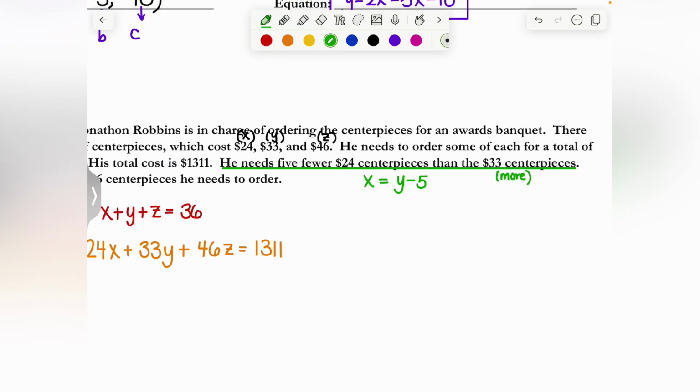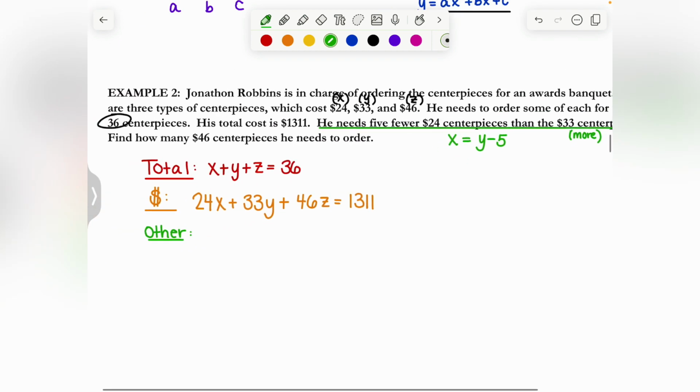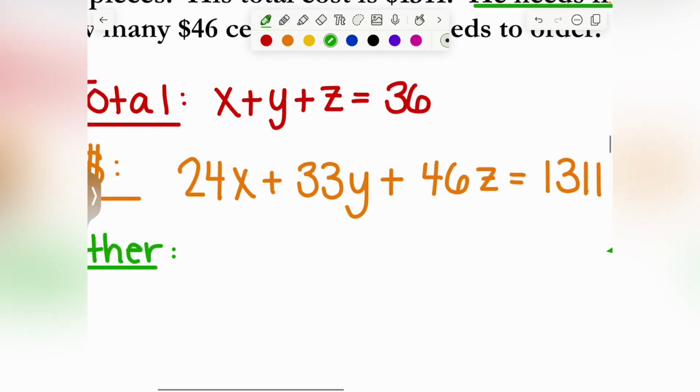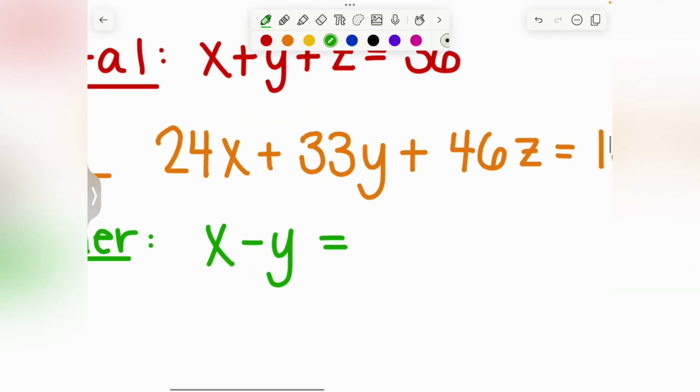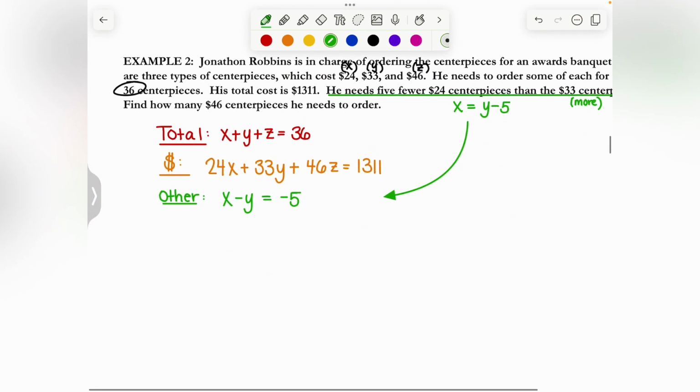Okay, so the number of $33 centerpieces minus 5 gives me the $24 centerpieces. So that's this equation. But I do want it so that X and Y are on the same side, because when I put it into my matrix, I just need it to be in the right order. So I'm actually going to move that Y over. So it's X minus Y equals negative 5. All I did was just take this Y and move it over to the other side.